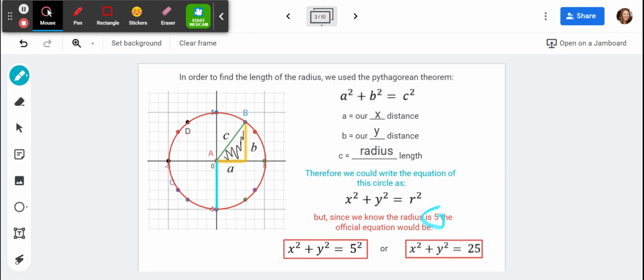Sometimes people are like, well, why write 5 squared? I know that's 25, right? It's just 5 times 5. So you could write the equation as x squared plus y squared equals 25.